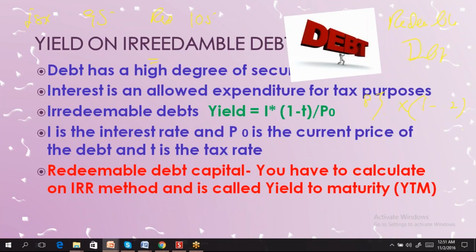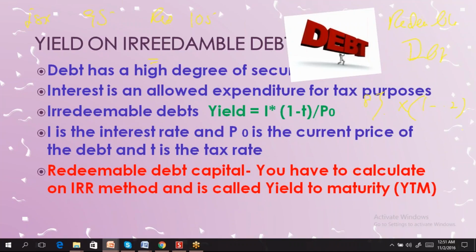In bank loans, the market price is the same as the redemption price, so you don't need to put it in; it is just 1 minus T. But if the redemption price is different, you will divide (1 minus T) by the current purchase price, the current price of the debt, where T is the tax rate.